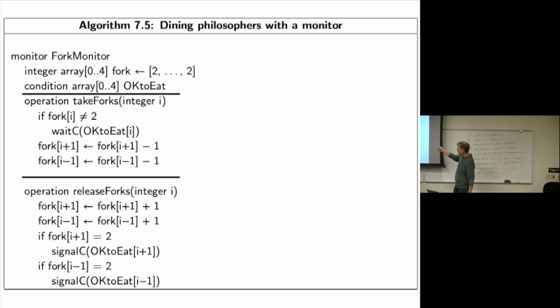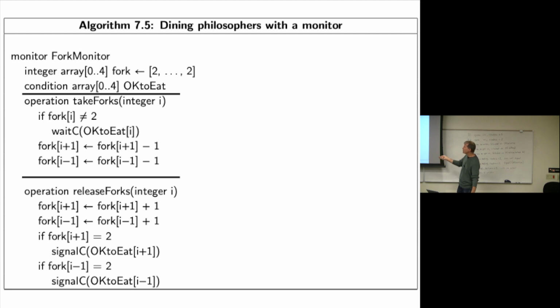So here's the monitor, it's called fork monitor. And we have an integer array, 0 to 4, of forks, initialized to 2, 2, 2, 2, 2. So all these are initialized to 2. And now what's our condition variable? Well, our condition variable is called OK to eat. Now, what's associated with OK to eat? A queue of blocked processes is associated with OK to eat. And so there is an OK to eat sub 0 for philosopher 0 and an OK to eat sub 1 for philosopher 1.